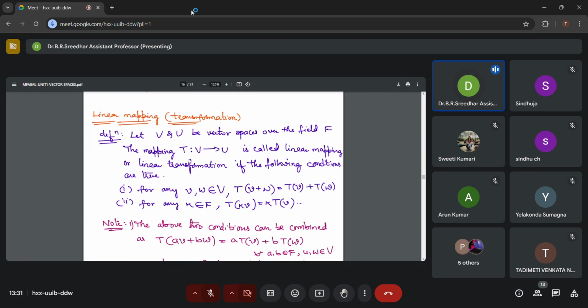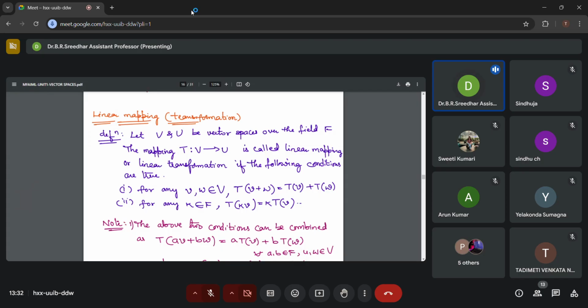This linear mapping plays a vital role in vector spaces to identify four basic concepts. By satisfying the linear mapping, you can identify the null space, the range, the rank, and the nullity. These are the four concepts identified through the basic principle of the linear mapping. Number one is called the null space. Number two is called the range.